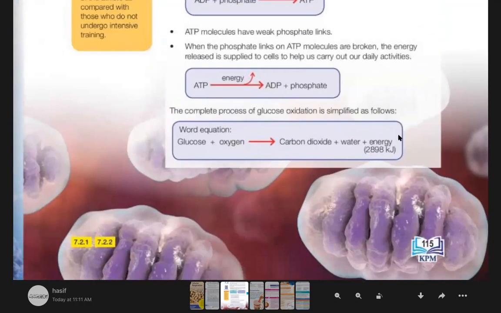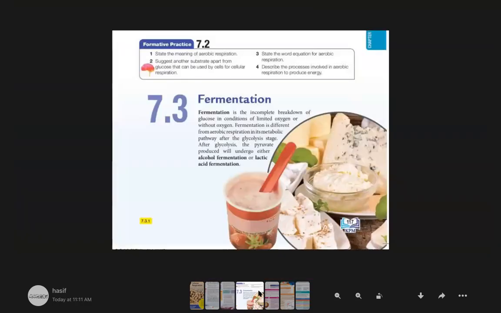Sebab tu energy banyak dihasilkan. Sebab apa? Kita guna banyak sangat glukos. Kita guna semua. Tapi kalau kat sini, kalau awak tengok, dia cakap incomplete. Maksudnya sebagai contoh lah, kita ada 100 glukos. Only 50% of it will be used. Sebab apa? We use without oxygen ataupun limited oxygen. Okay, boleh.